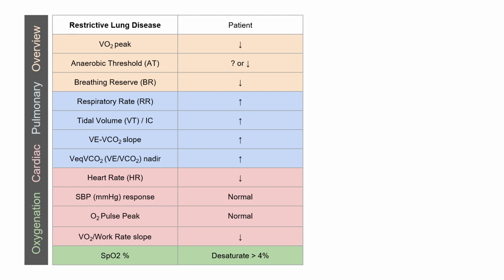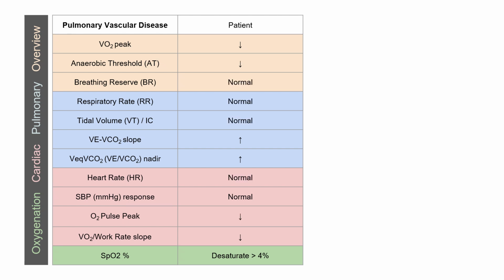They'll have evidence of ventilatory inefficiency. They'll have a low heart rate because typically they'll have stopped early because of severe symptoms. Their blood pressure response and their O2 pulse will be normal, and interestingly, they tend to have a reduced VO2 to work rate slope, and they do typically desaturate.